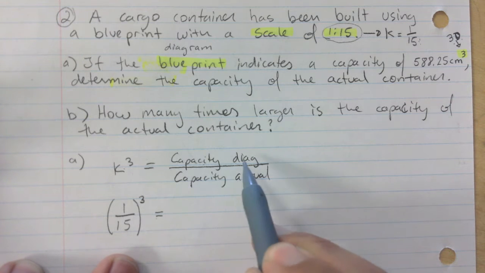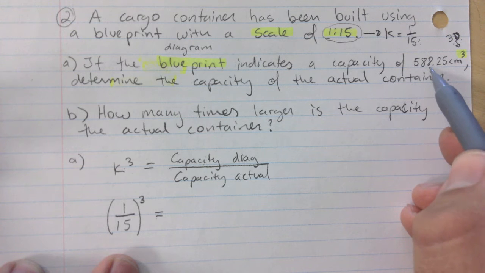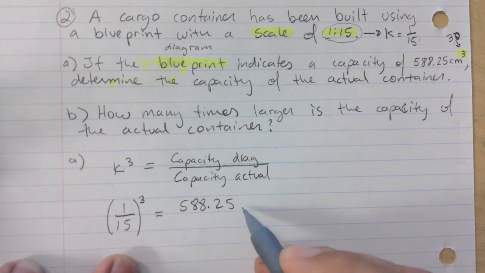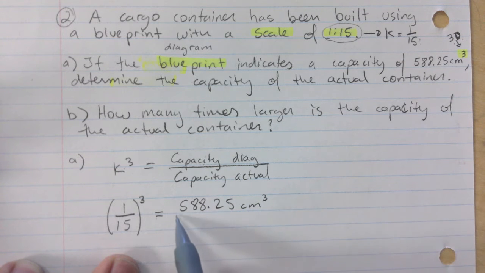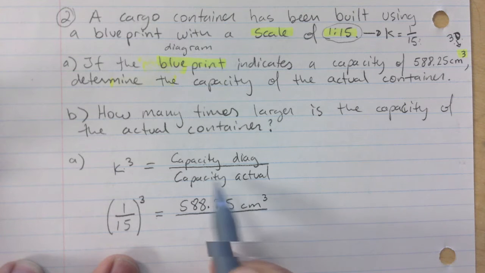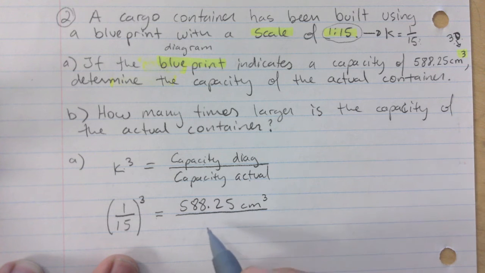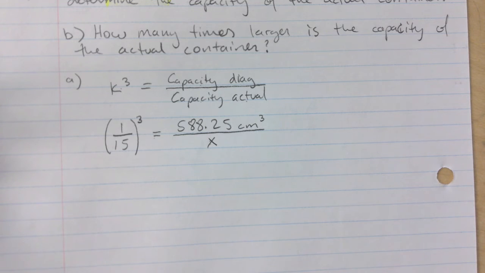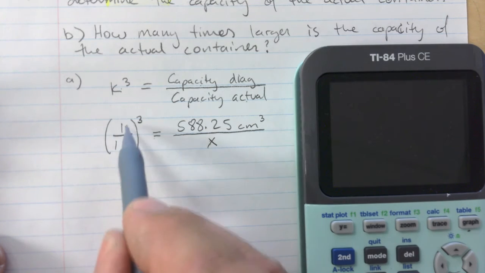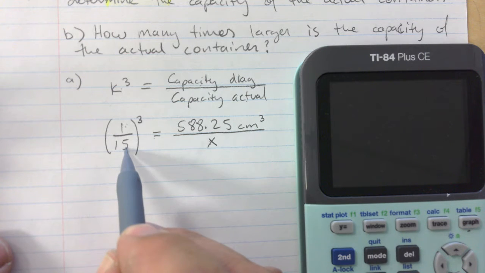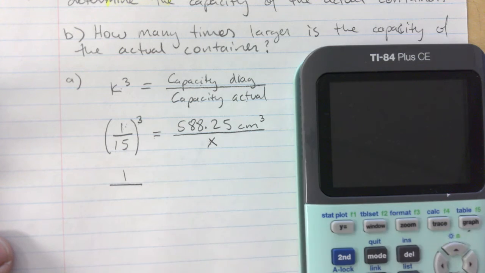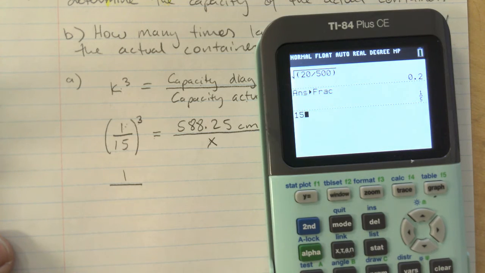The capacity of the diagram is given to me, which is 588.25. And that's in centimeters cubed. And so the capacity of actual, we can just call that X if we want. So here's where I want you to be careful. I want you to cube each one of them individually. So 1 cubed is just 1. 15 cubed, we can figure out what that is.